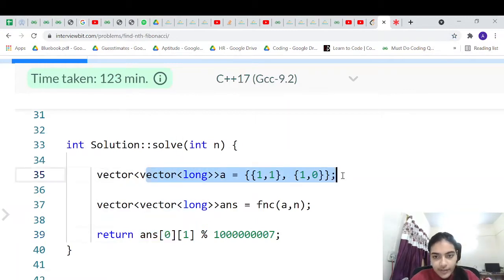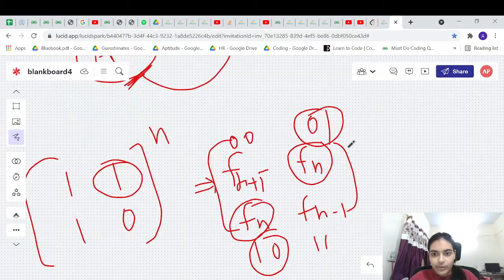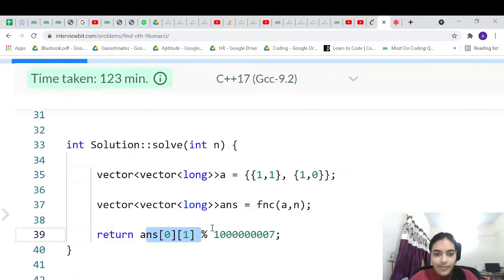So I will take this matrix, multiply it n times. I will take the matrix to the power of n, call the function, and whatever answer I am getting, I'll just return that value, f of n. And I'm taking modulo because it can be a very long number.